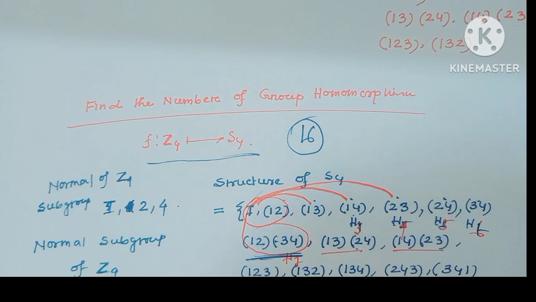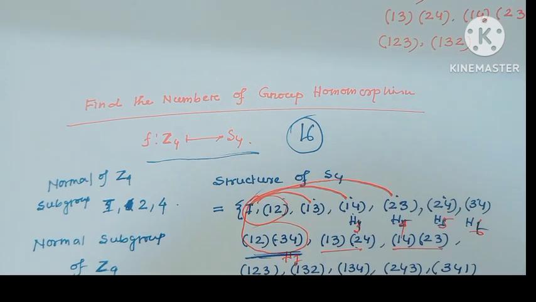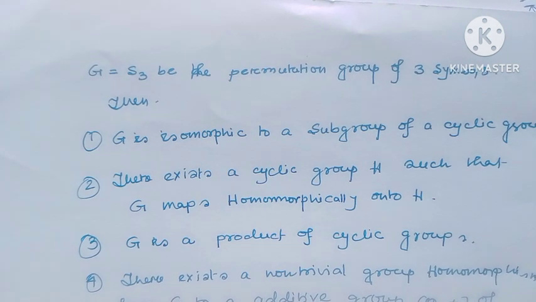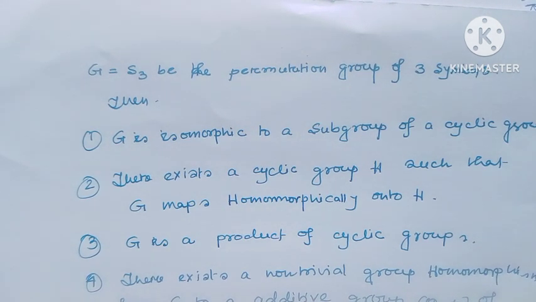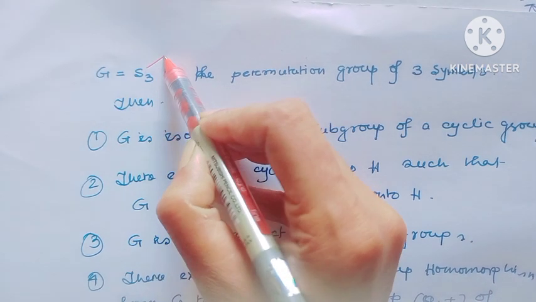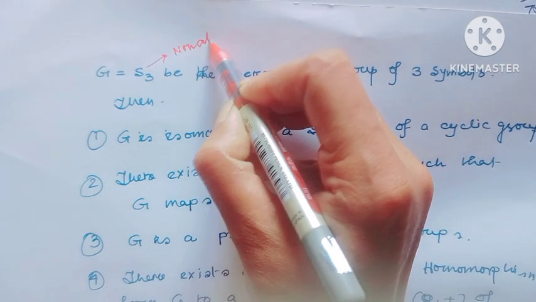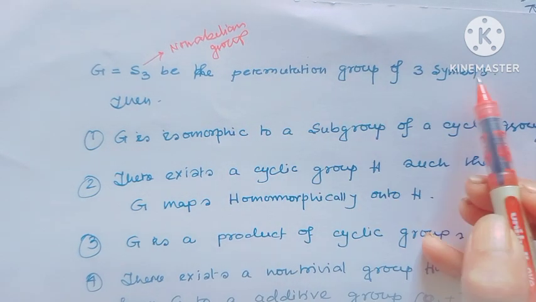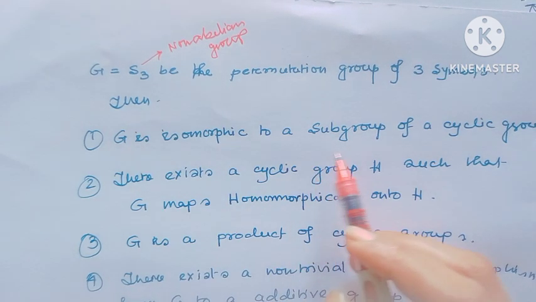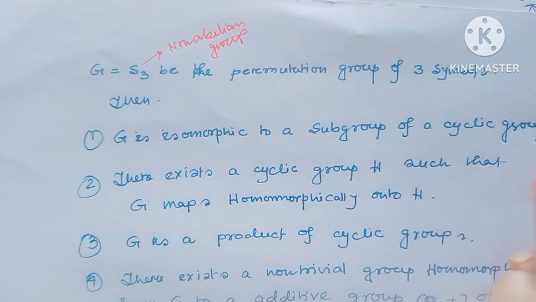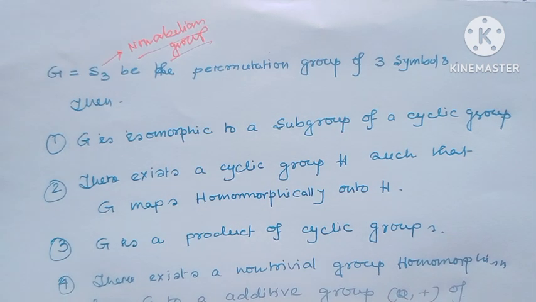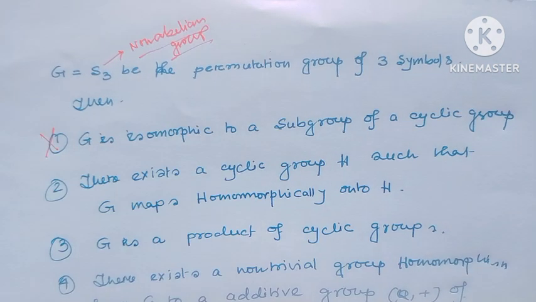I hope all my viewers have understood this question. Okay, now I will see one question which came in the CSIR NET exam. G equals S3, where S3 is a non-abelian group, the permutation group of three symbols. Then G is isomorphic to a subgroup of a cyclic group. Is it true? Since the group is non-abelian, it cannot be isomorphic to a subgroup of a cyclic group. So option 1 is wrong.